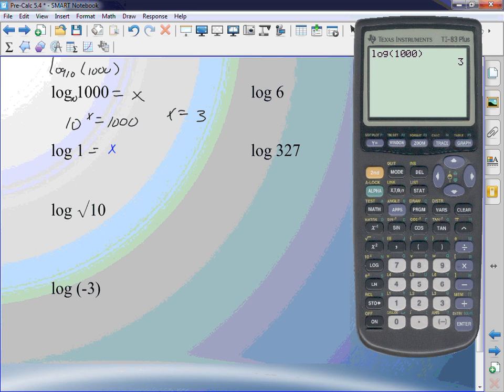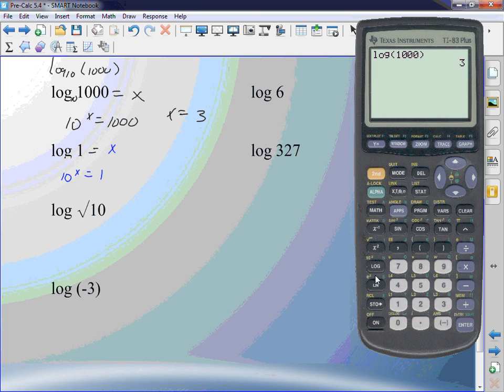So this means 10 to the x is 1. What exponent will give me a 1? 0. Now I can hit log of 1, and it will tell me 0. 10 to the 0 power gets me 1. Right. Correct.